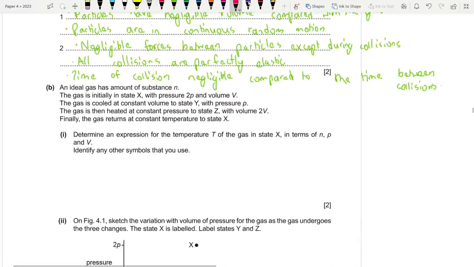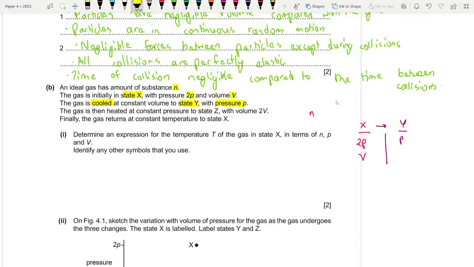So firstly, the ideal gas has amount n. It is initially in state X with pressure 2p and volume V. Next, it moves on to state Y, where it has pressure p. It is cooled, by the way. This is a keyword. It is cooled. State X: 2p, V, n moles. At state Y, it has pressure p.